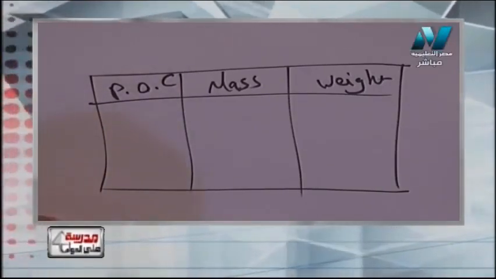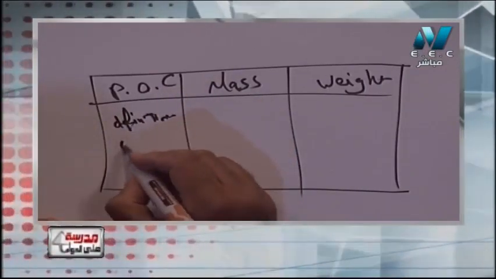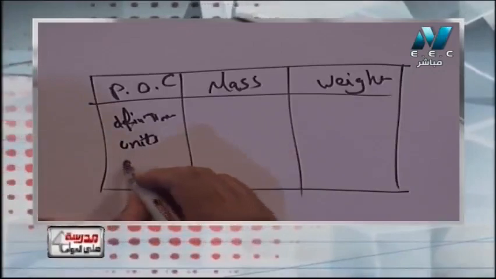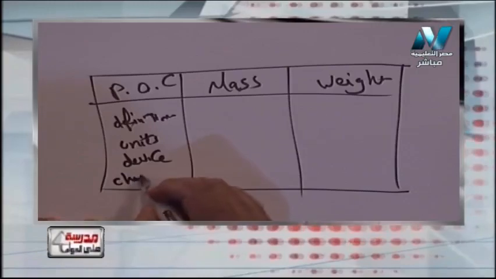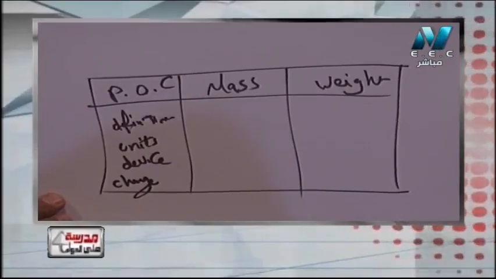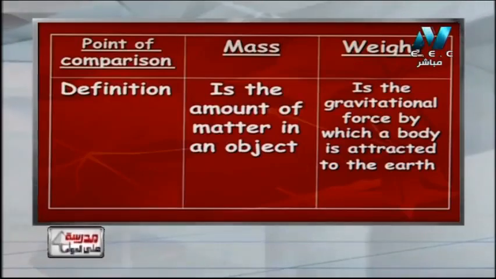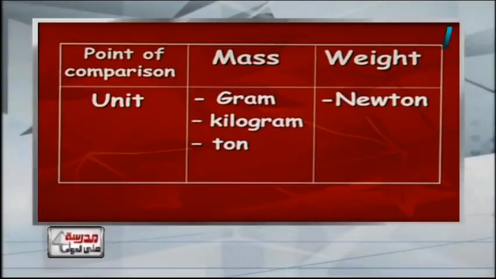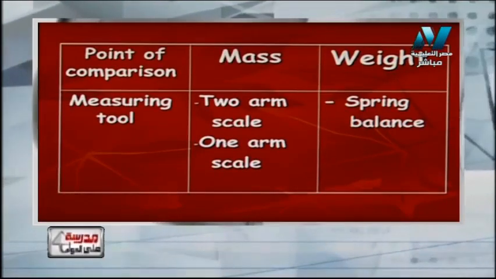أنا عايز أقارن من الماس لويت، هقارن في إيه؟ number one definition، تعريف، number two units، number three device، الجهاز اللي هقيس بيه أو الميزان يعني اسمه إيه، number four change from place to place or not. طب نشكلها مع بعض المقارنة هتكون شكلها إزاي كده؟ Okay, so now let's have definition for each one of them. Mass is the amount of matter in an object, but weight is the gravitational force by which the body is attracted towards the earth. طب بسرعة كده نشوف الـ unit gram, kilogram, ton and newton. At last, measuring tool to arm scale and spring scale.